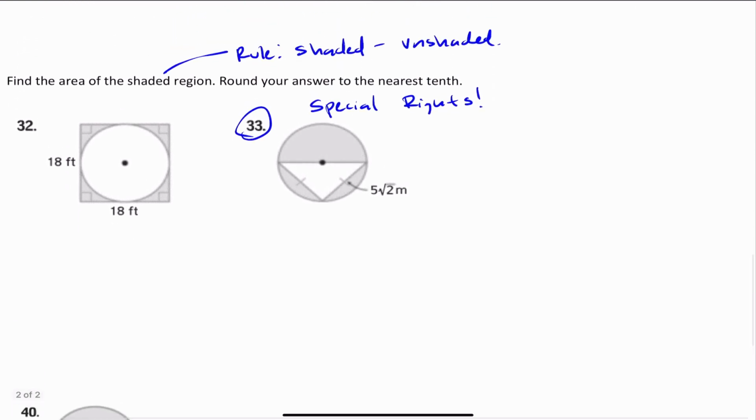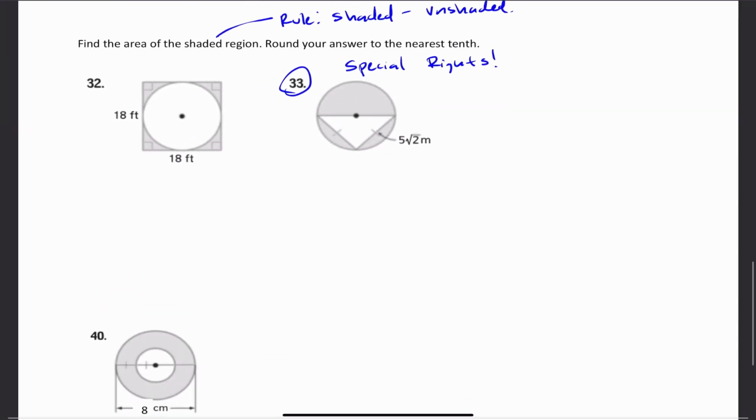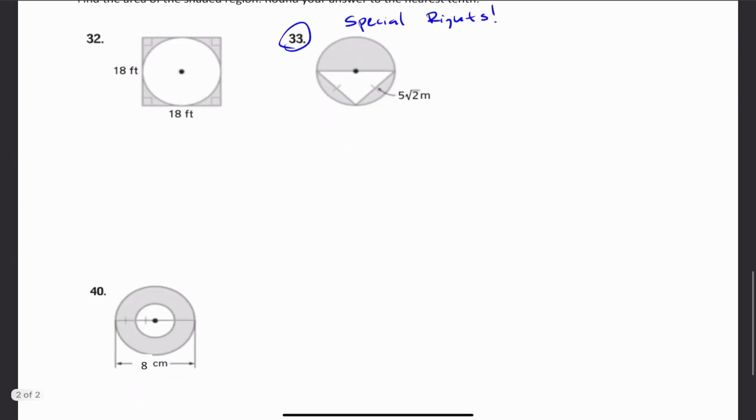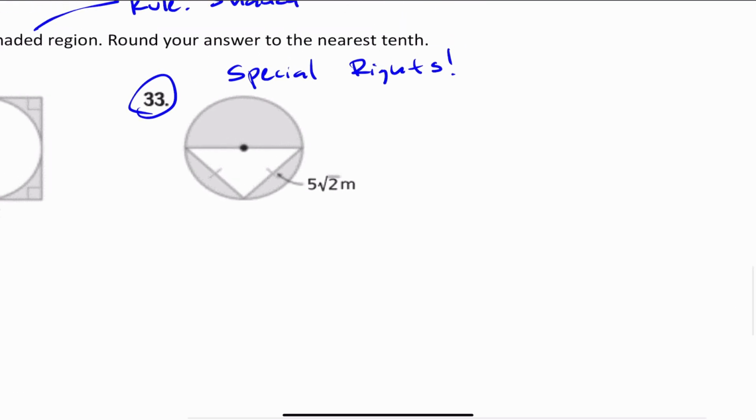So let's look at 33. Find the area of the shaded region. The rule here is when you're trying to find the shaded region, it's basically the shaded minus the unshaded. The goal here is that you're finding the area of the shaded region, as you can see here. As we can see, you're dealing with two shapes here. You see a square and a circle, and this one is a circle and a triangle, and this one is dealing with two circles. I'm going to do number 33.